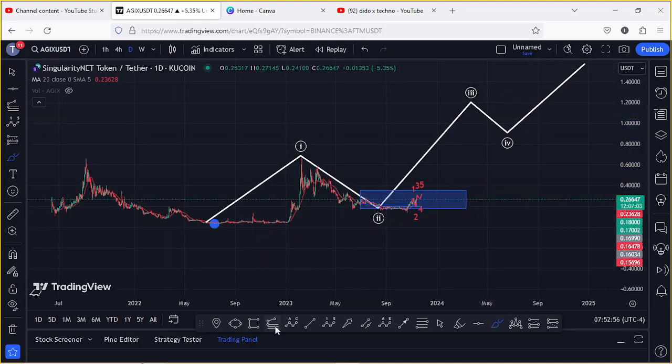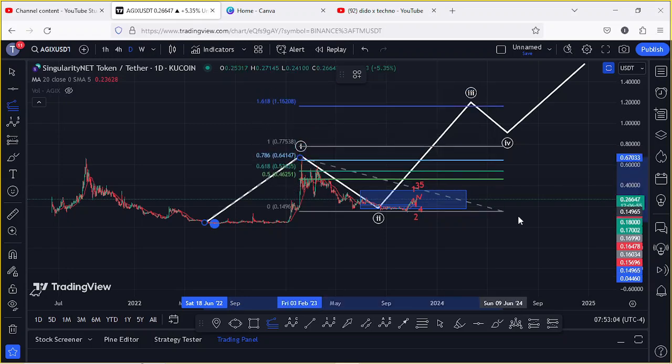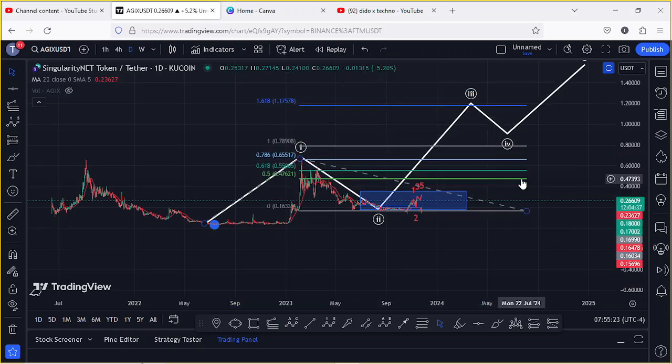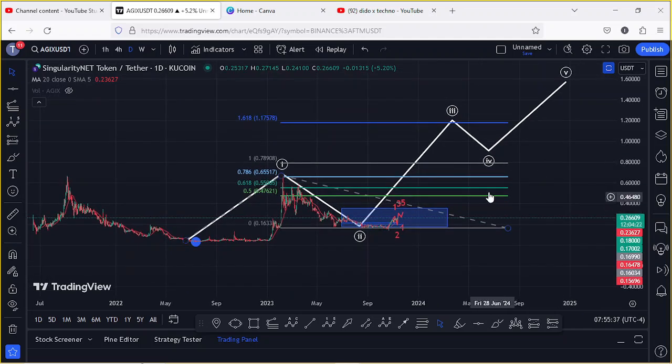The minimum target area can be given by connecting the trend-based Fibonacci from the low of the first wave to the high of that wave 1, then dragging the fibs to the low of the second wave, giving me a minimum target area at the fib level 1.618, and that is above the $1.17578 mark, which is the minimum that we can expect AGIX to do in the formation of that wave 3, before we can expect a wave 4 and then a wave 5 to the upper side.